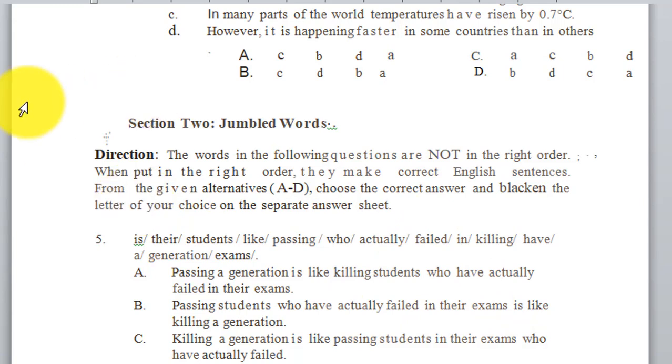Let's come to the second part, which is section 2, jumbled words. What does jumbled words mean? First you understand words which are written in inappropriate order, which means that they do not give complete meaning. To make a meaningful sentence the words should be written correctly. What are some of the important techniques that you exploit in writing sentences or answering such kinds of complex questions?